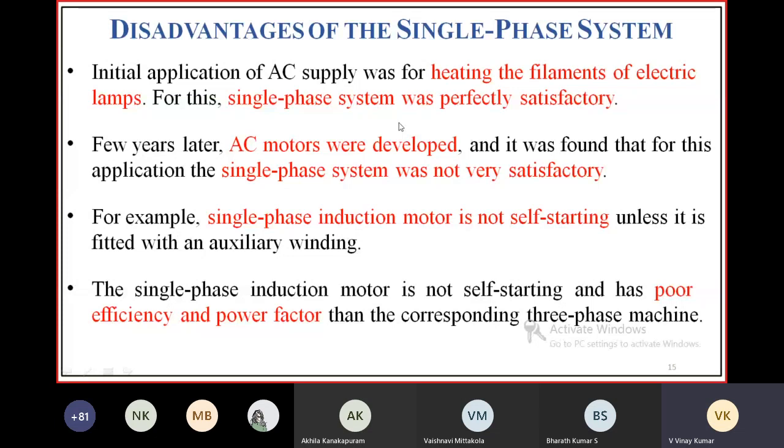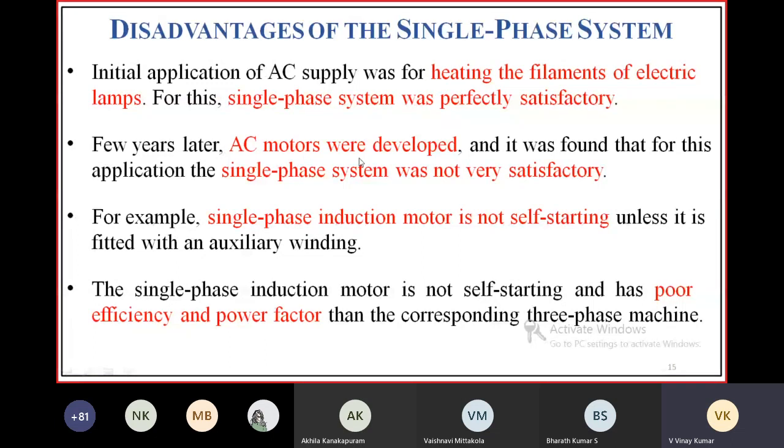But see, home appliances like fans and other household appliances can be operated with a single phase supply. A single phase supply is sufficient to run all domestic appliances. That's okay. Now coming to AC motors.